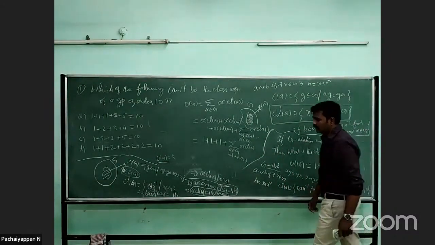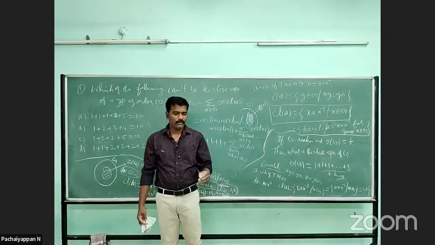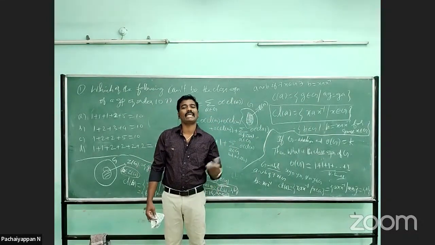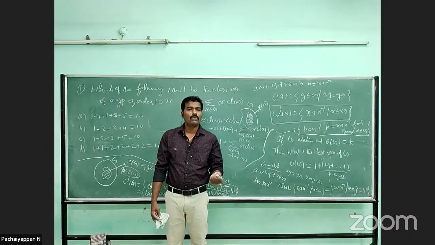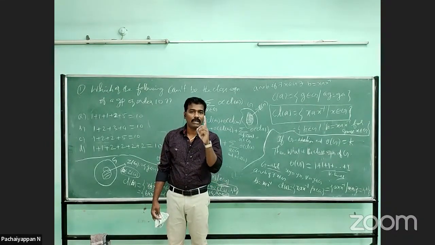What is the moral of the story? If G is an abelian group, you take any element A in G; the order of CL of A is only 1.